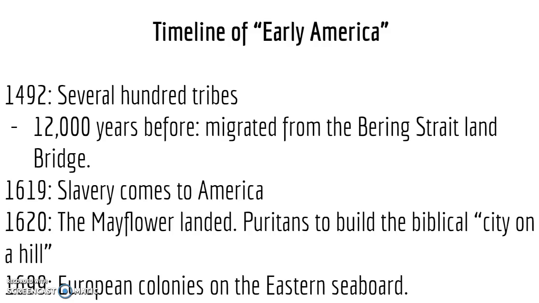1620, the Mayflower landed. And this is really when the Puritans started forming their own section, started forming their own culture, and really tried to make something of themselves. They wanted to form something that showed their identity and really separated themselves from other people or from the British people. So this is really when Puritans started coming into their own. And then 1699, European colonies land on the eastern seaboard.